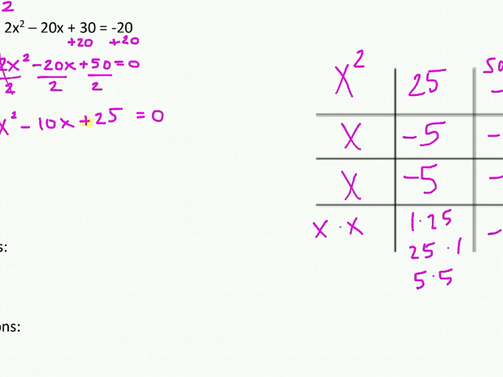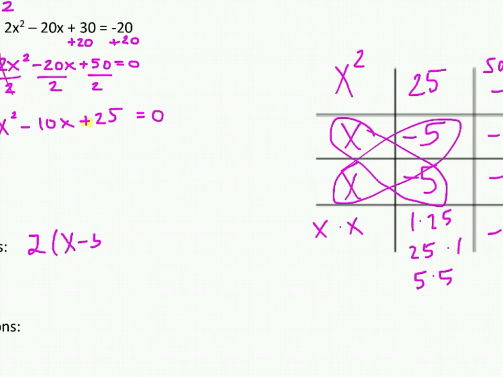And then I'm going to crisscross. So I know one of my factors is x minus 5 and the other factor is x minus 5. But when I write down my factors, we're going to be careful. We can't forget that we did have a greatest common factor we took out. So the first thing I write down is my 2. And then I'm going to write my factors, which is x minus 5 times x minus 5.